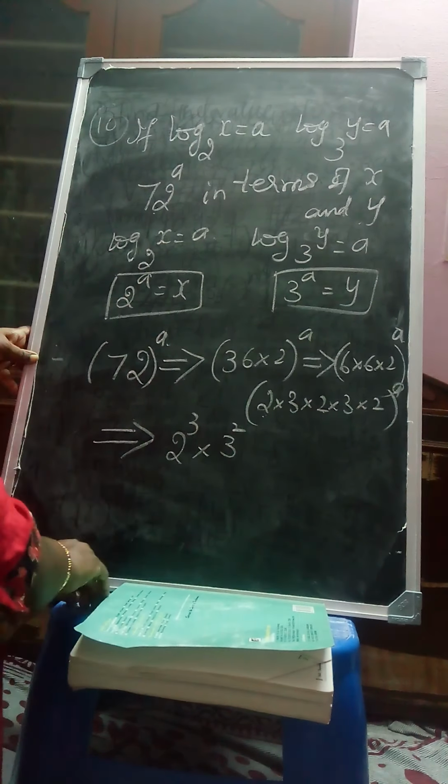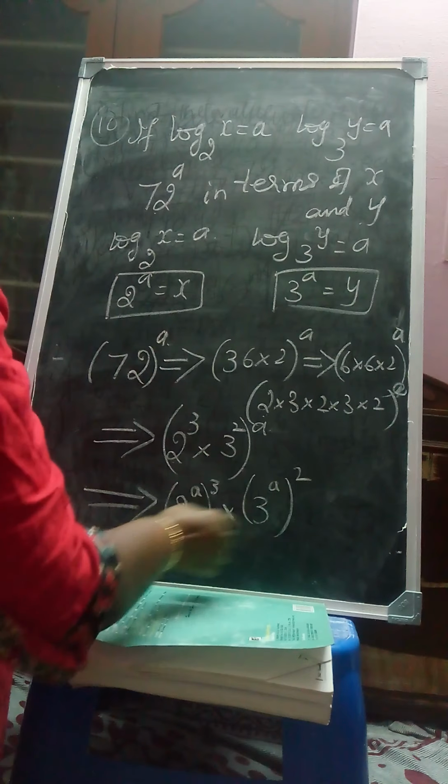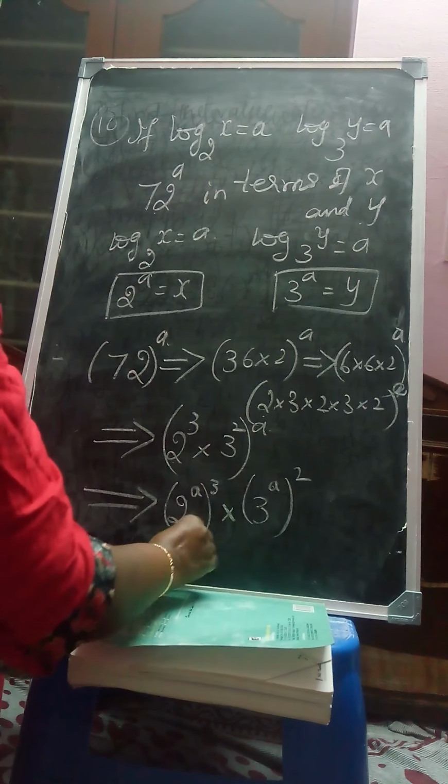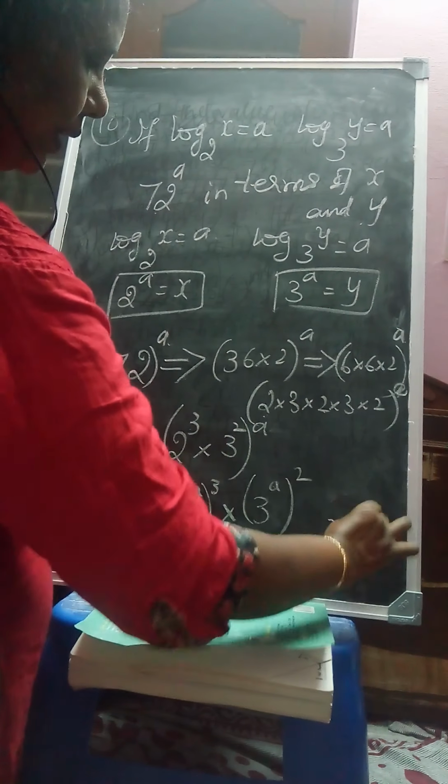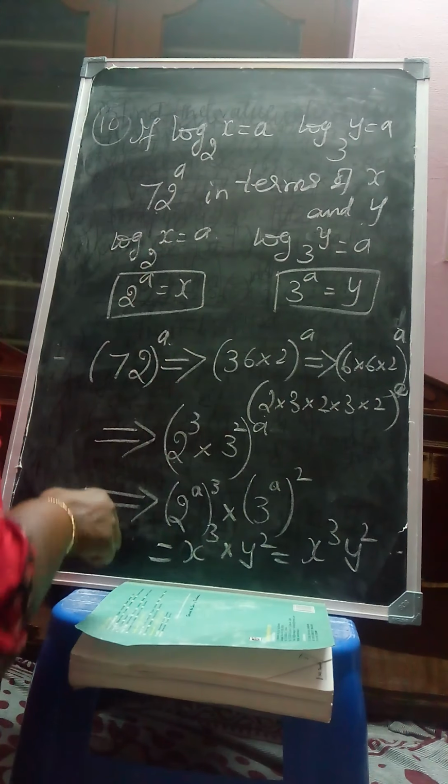See here, I have taken a inside and written the 3 outside. Power law. So 2 to the power of a is x, 3 to the power of a is y. So x cube into y square. Now this will be x cube y square. So we have written it in terms of x and y. Okay, we'll go to the next sum.